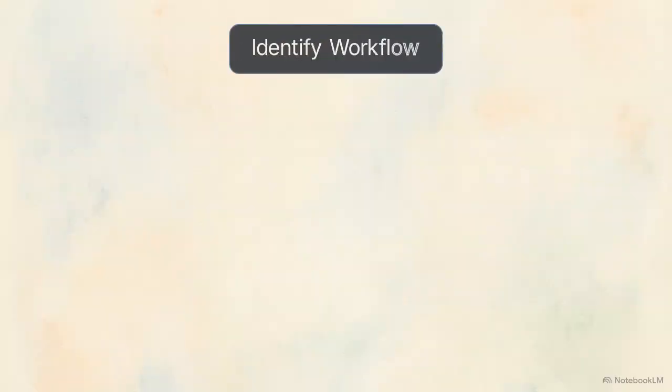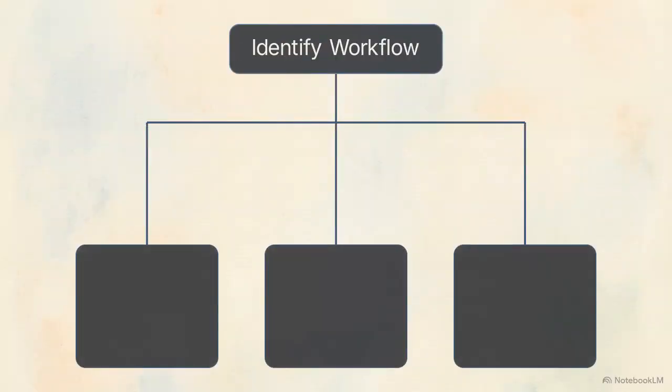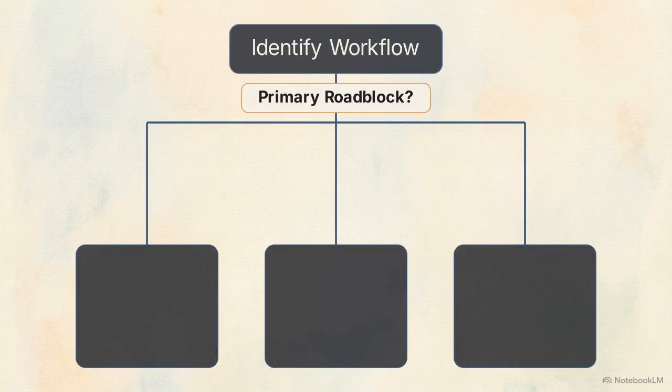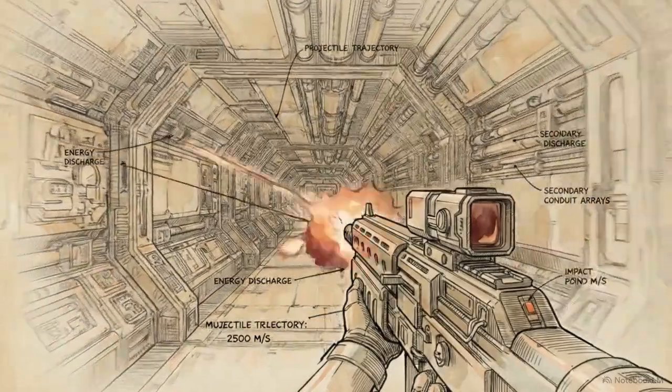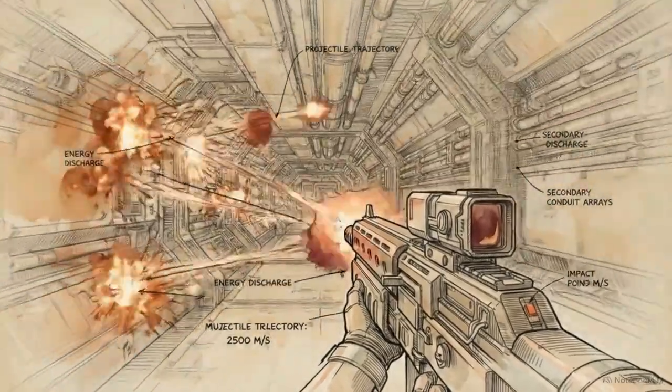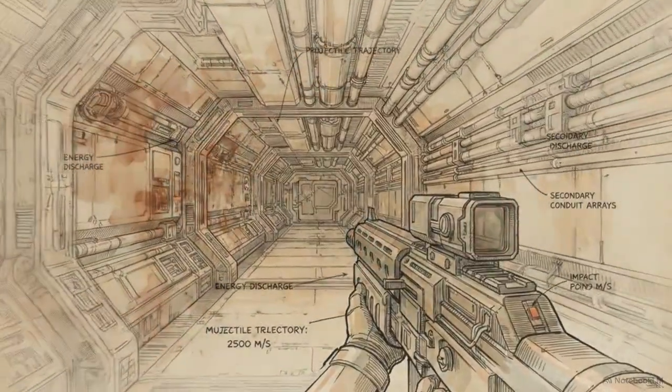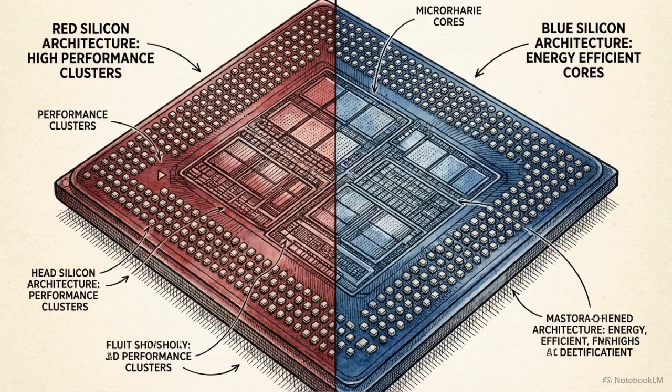Let's map your workflow to the right architecture using this decision tree. It starts with one question. What is your primary roadblock? Let's look at the first path. Users who need perfect PC gaming. If you require day one compatibility for new releases and deep support for mods, you have to pass on the Snapdragon X2. You need the guaranteed flawless compatibility of an Intel Panther Lake or AMD Zen 5 chip.